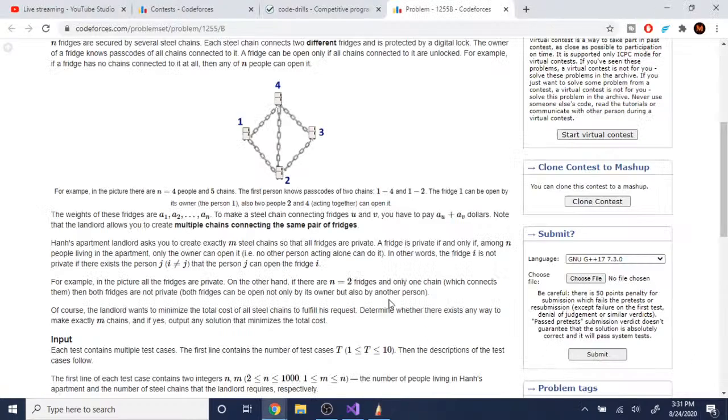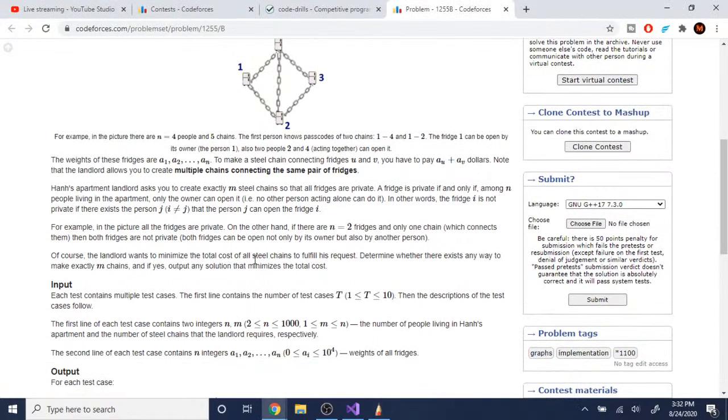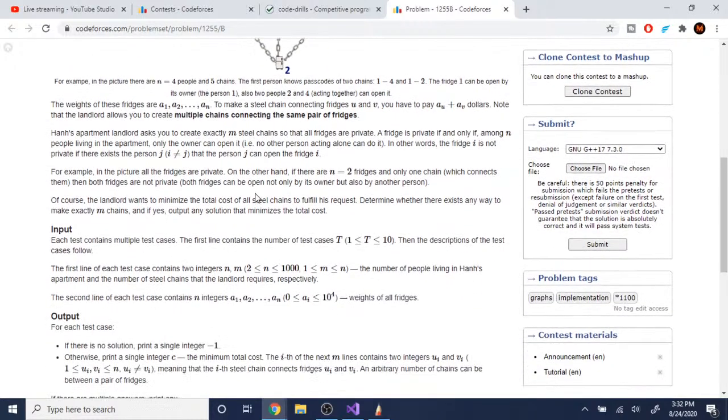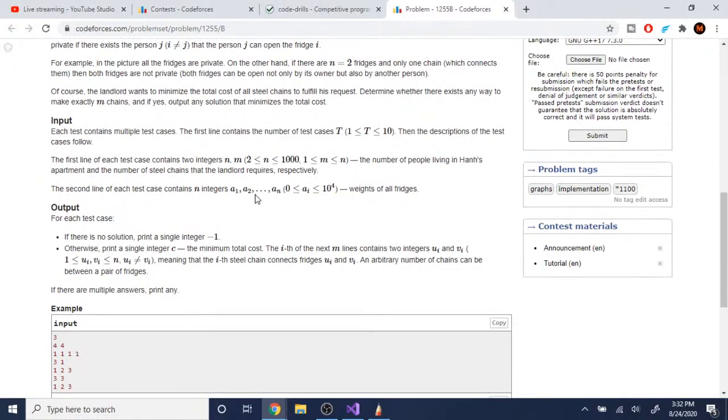What do they mean? Why is this fine? If I get rid of these two, 1 is unlocked. If I get rid of these two, 2 is unlocked. If I get rid of this, 3 is unlocked, and 4 is unlocked, though. Okay, so that's 4 chains unlocked. How would I do this?